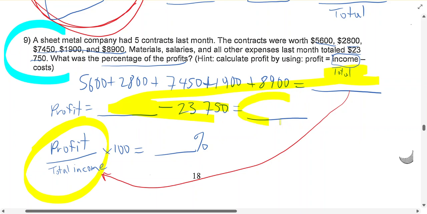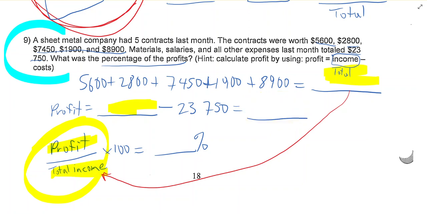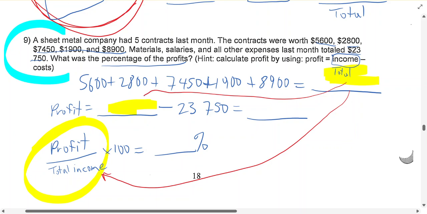Now that you have your profit, you can find the percent by going profit divided by the total income. That total income belongs in 2 places. Not only does it belong for your percentage, but it also belongs right here. So you have to use your total contract value in 2 different spots.